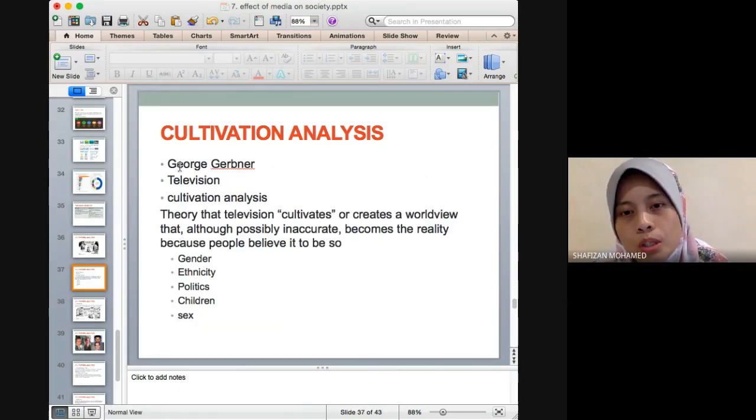So this theory was introduced by George Gerbner. It's an old theory, like I've mentioned before, because it started out by studying television. He focused on television, but of course this theory can be used on other media as well. Television cultivates or creates a worldview that, although possibly inaccurate, becomes the reality because people believe it to be so.